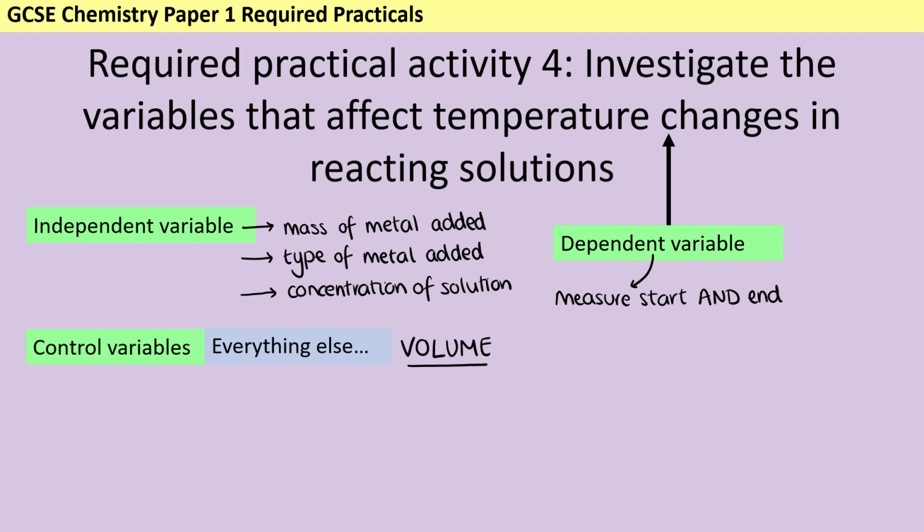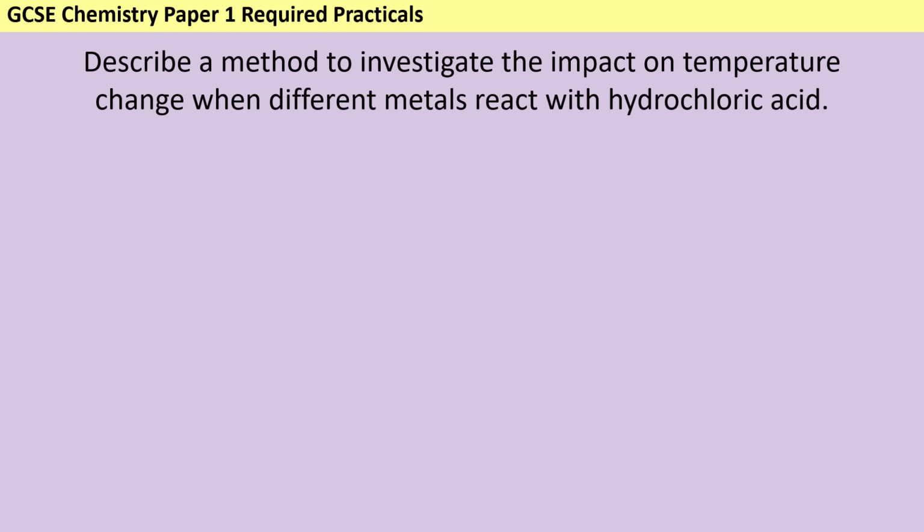Another thing that we see a lot of the time is people talking about controlling the temperature, because that's very often a control variable in reactions. But of course here we're trying to measure a change in temperature. But the one thing you can do is talk about controlling the starting temperature. So you might want to make sure that all of your solutions are at 20 degrees C before you begin the investigation. Here's an example of a typical exam question about this required practical.